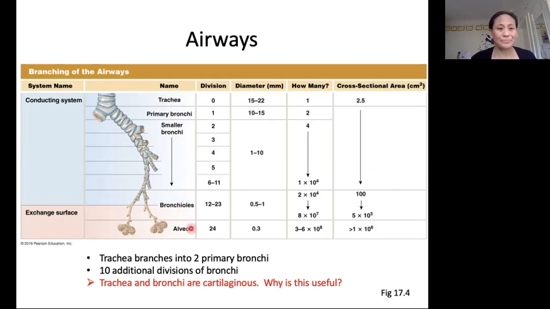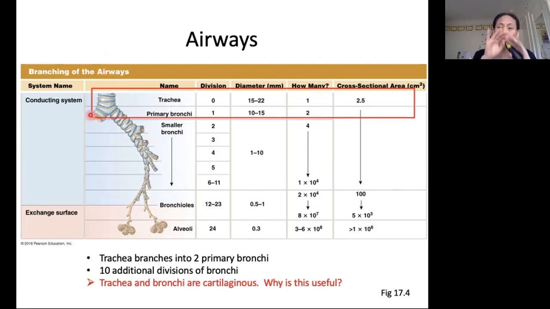Okay, so let's talk about the trachea, and the primary bronchi. So the trachea branches into two primary bronchi, okay? From there, those bronchi branch again 10 additional times, okay?